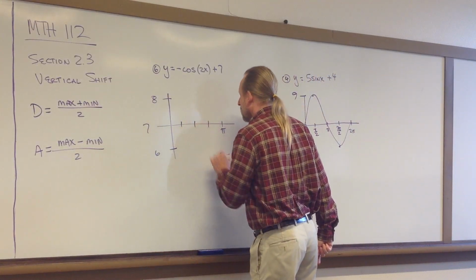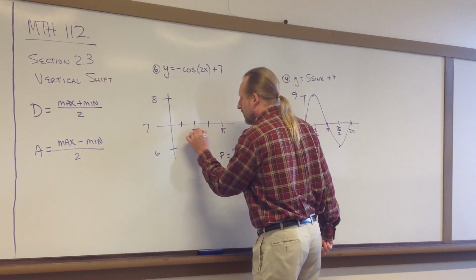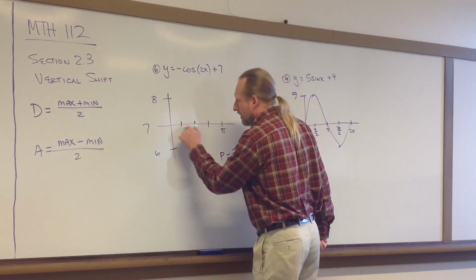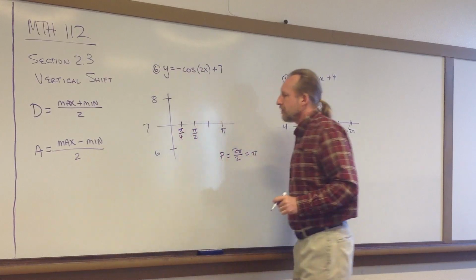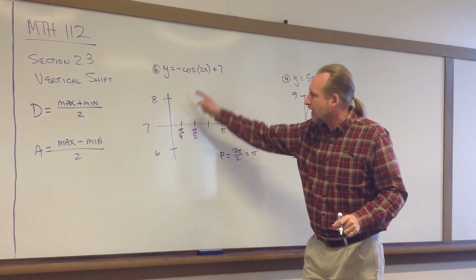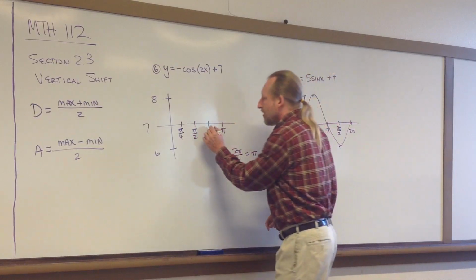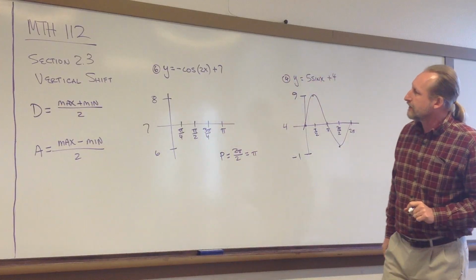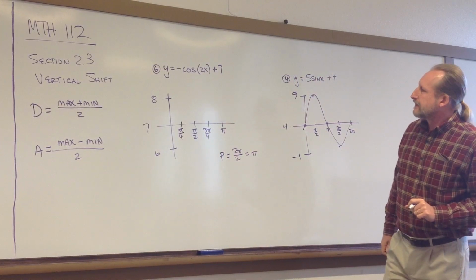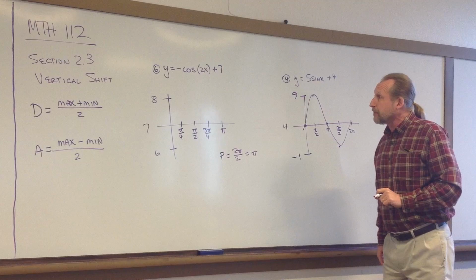Okay? So this middle one is the period divided by 2. This one is the period divided by 4, or the middle divided by 2. And so this is 1 pi over 4, 2 pi over 4, 3 pi over 4, and 4 pi over 4 is right there. Okay, so looks like we've got everything set up now.